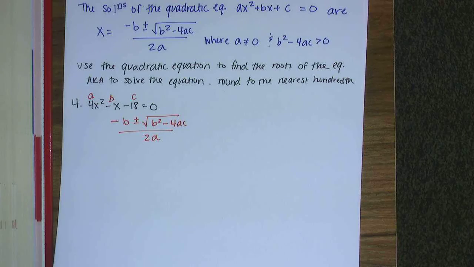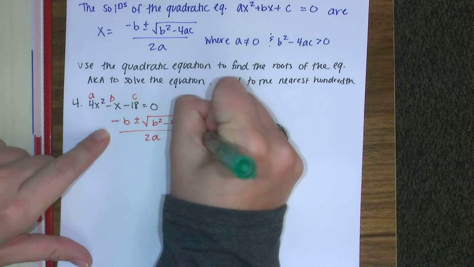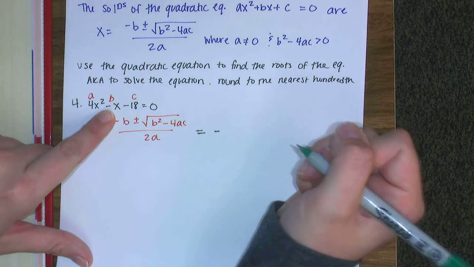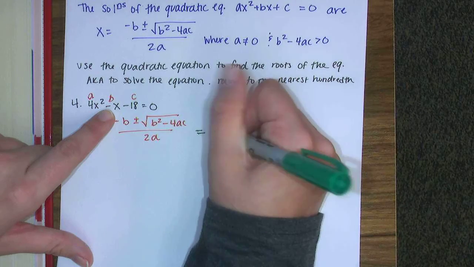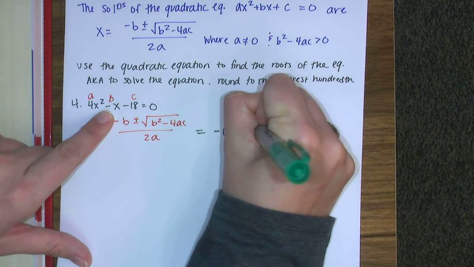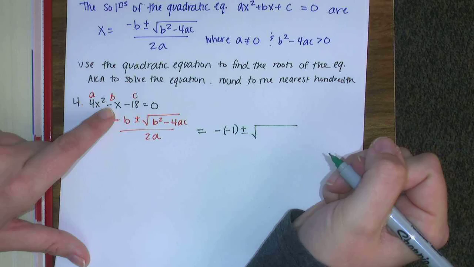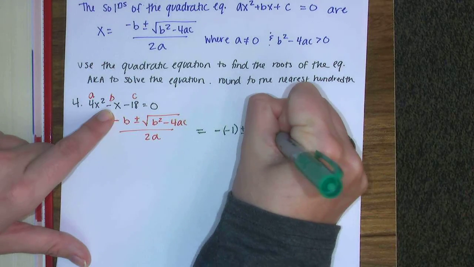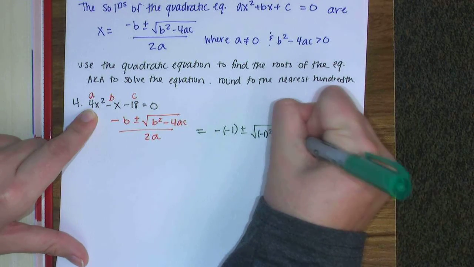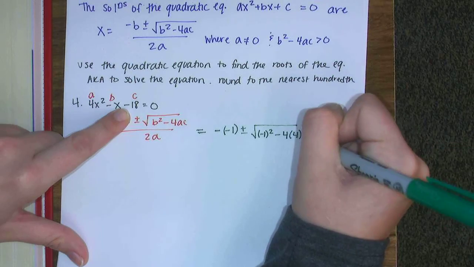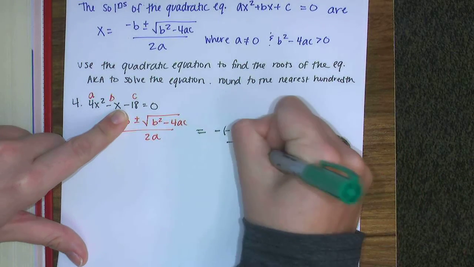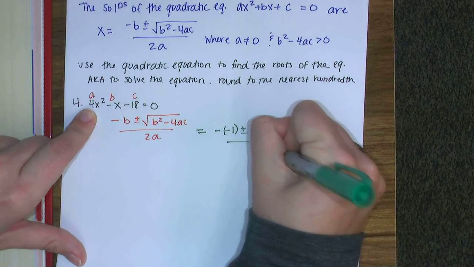So now I'm just literally plugging in numbers. But I have to keep up with these signs that are on here. So I have negative b. Well, b is negative 1. So in parentheses, negative 1. Plus or minus the square root of, well, b again is negative 1. So negative 1 squared. Minus 4 times a is 4. Times c is negative 18. All over 2 times a is 4.